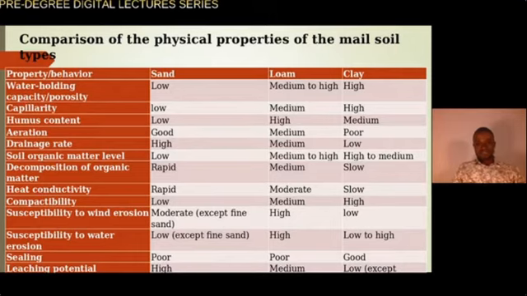The organic matter content is low in sandy soil, medium to high in loam soil, and high to medium in clay soil. The decomposition of organic matter deals with how fast organic matter can decompose in the soil. It decomposes very rapidly in sandy soil, medium in loam soil, and slowly in clay soil.